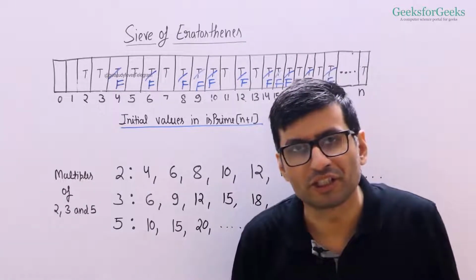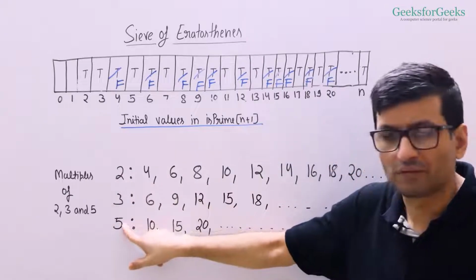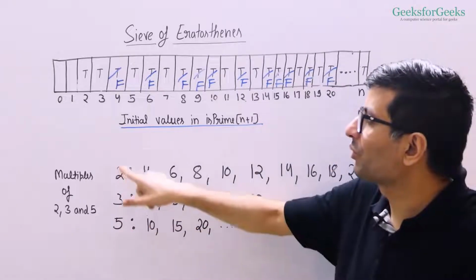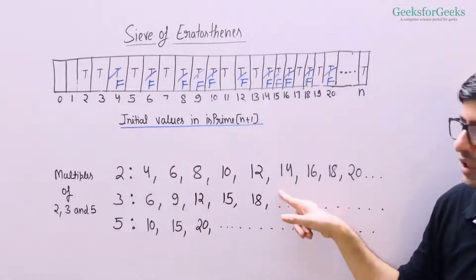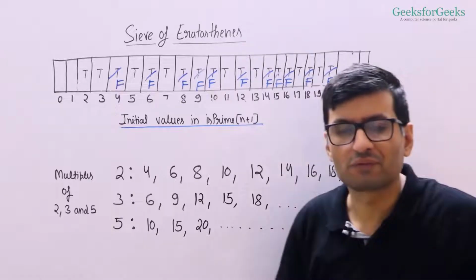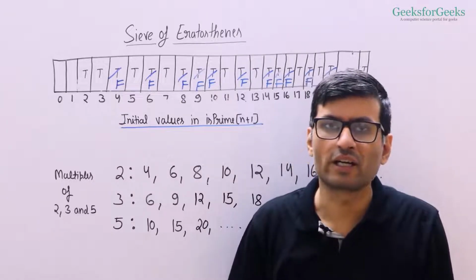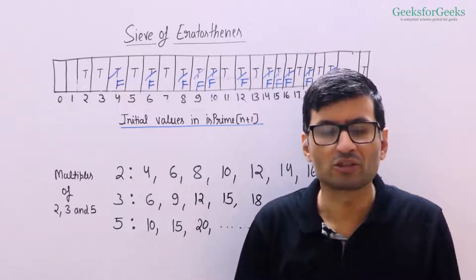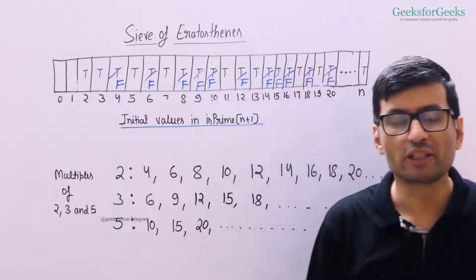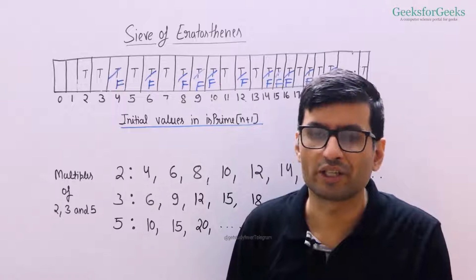One thing you would notice here is I have not considered 4. I have written 2, 3 and 5. Why not 4? Because 4 was marked as false when we were considering multiples of 2. And there is no point traversing the multiples of 4 because 2 divides 4 and every multiple of 4 would also be a multiple of 2. So they must have been marked already. So we consider multiples of only those numbers which are not yet marked.